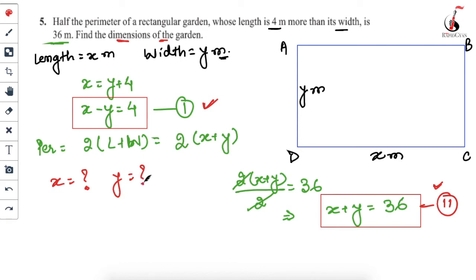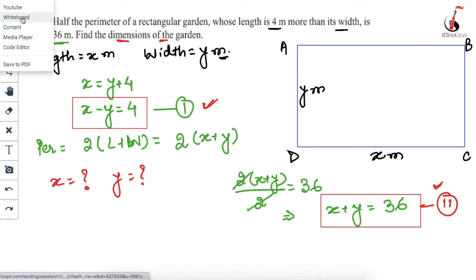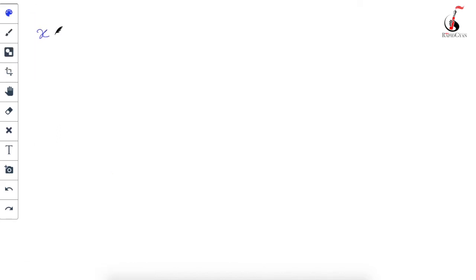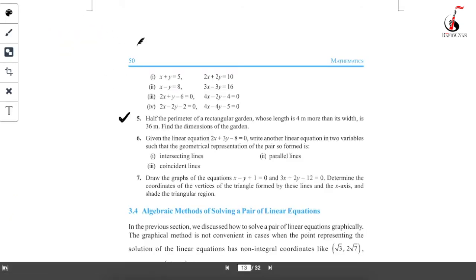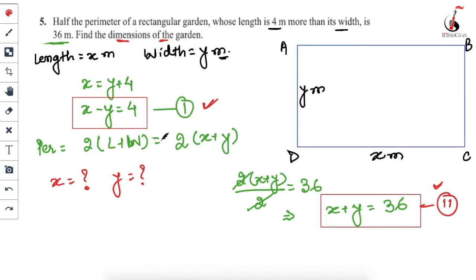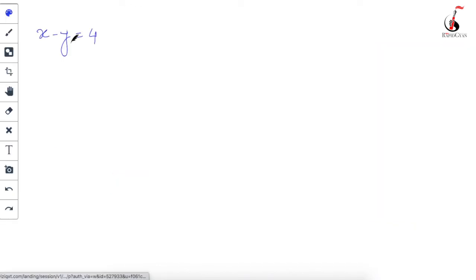So let's solve this using the graph method. The first equation is x minus y is equal to 4. Let me write it over here, x minus y is equal to 4. The second equation is x plus y is equal to 36.